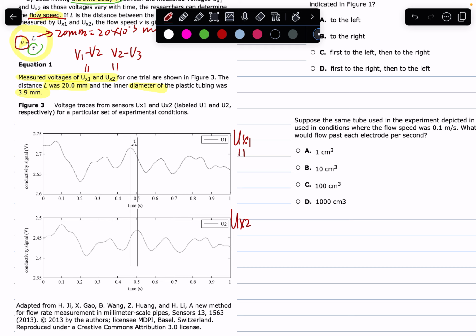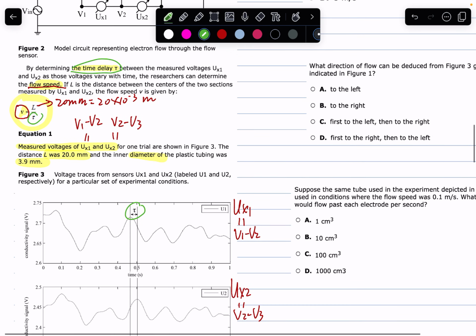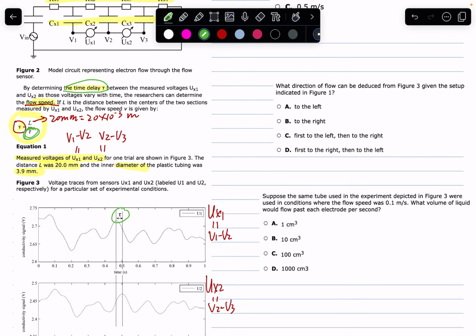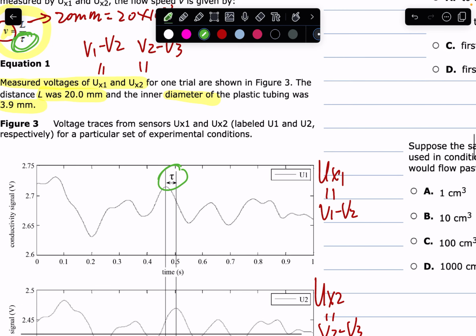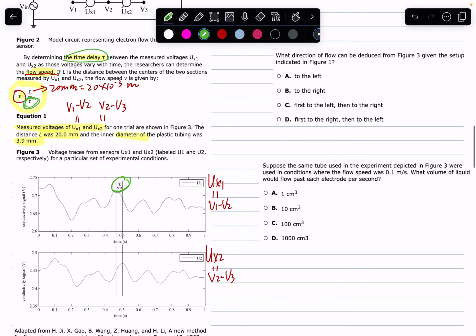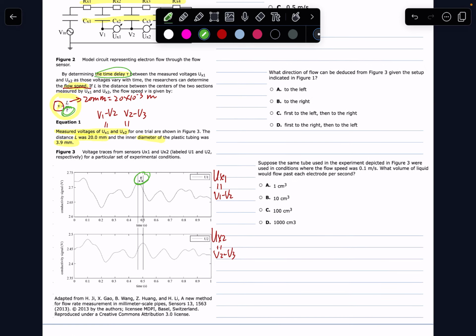And then once again, UX1 is V1 minus V2, and this is V2 minus V3, right? Okay, that's it. And then we also notice this symbol here, which really is the time delay t. So if a question asks about the flow speed v, we can calculate it if we can tell exactly what the time delay t is. Okay, let's jump into the question.